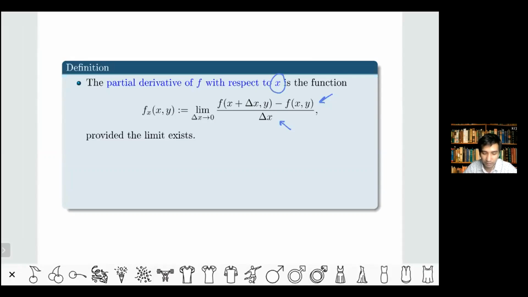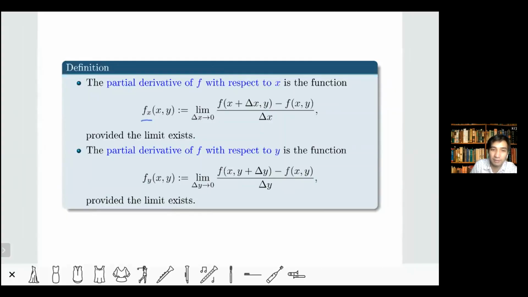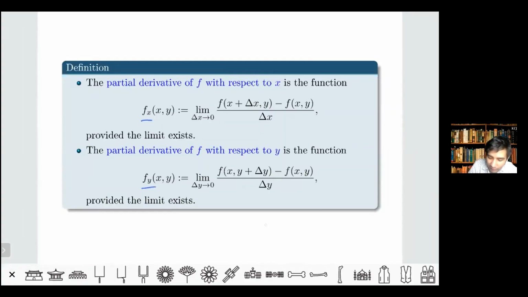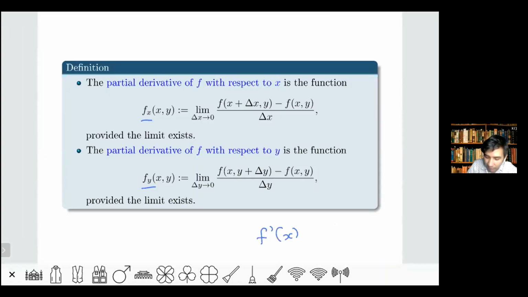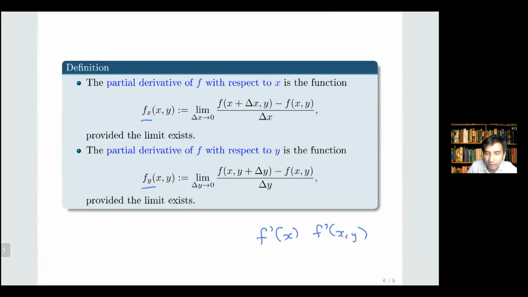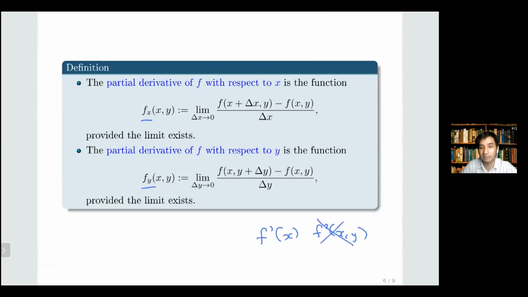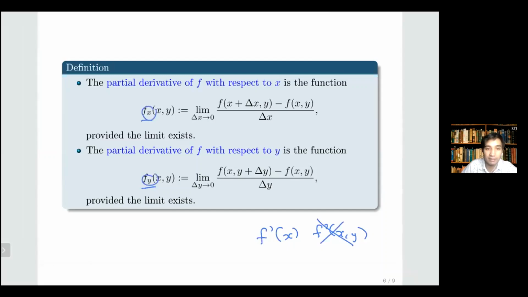Okay. There's a similar definition for the partial derivative with respect to y, and it's given by this limit. Okay. So ang notation natin ay f sub x at saka f sub y. Hindi na natin pwedeng gamitin yung nakasanayan nating notation for the derivative, which is f prime. Hindi natin pwedeng sabihin f prime of xy kasi dalawa na yung input eh. So hindi natin alam kung ano yung binabago natin. Is it x or is it y? So we have to specify by writing it as a subscript.